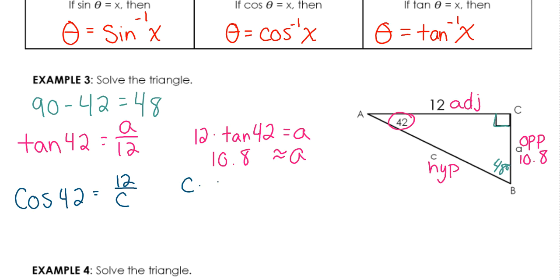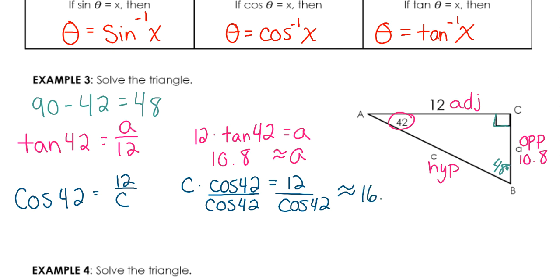So solving that, I'd multiply C times the cosine of 42, and that would leave me with 12 on the other side. And then to isolate C, I would divide by cosine 42. So into my calculator, I would type 12 divided by the cosine of 42. And when I do that, I get approximately 16.15. So this hypotenuse is 16.15 long. It always helps to check, make sure that hypotenuse is your longest side. Remember, it should always be the longest side. So that is a solved triangle. I've got all three angle measures, all three side lengths.